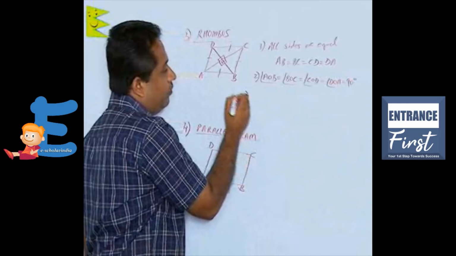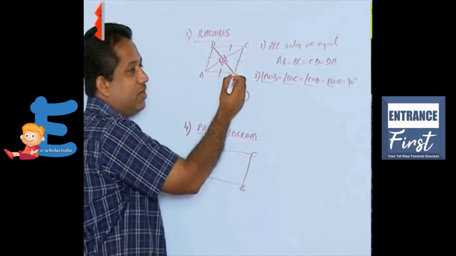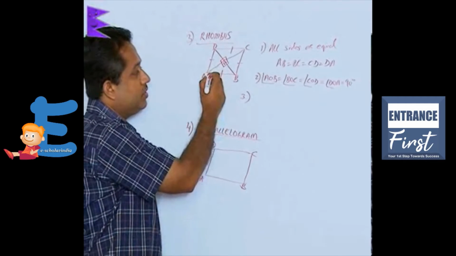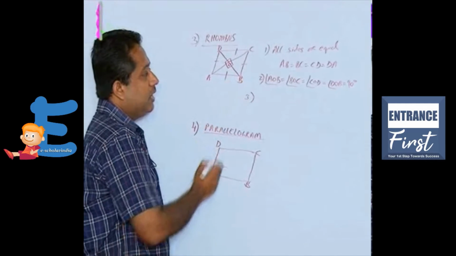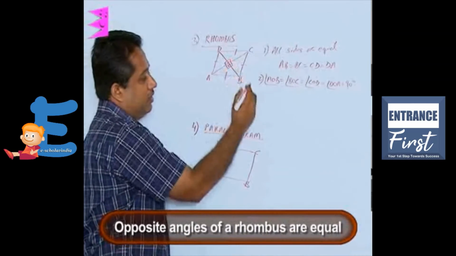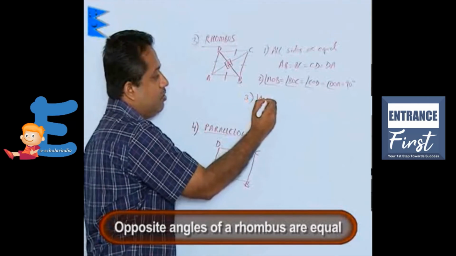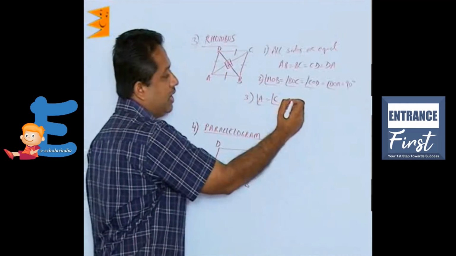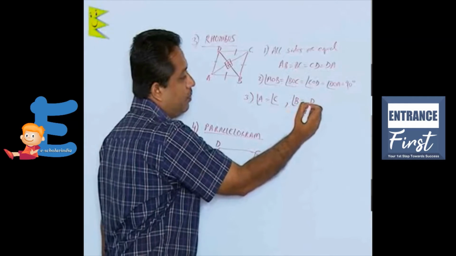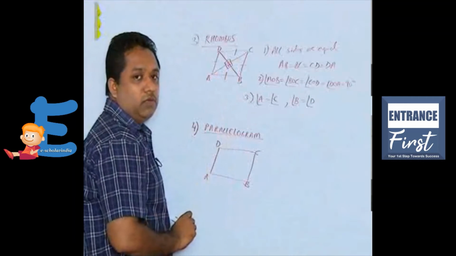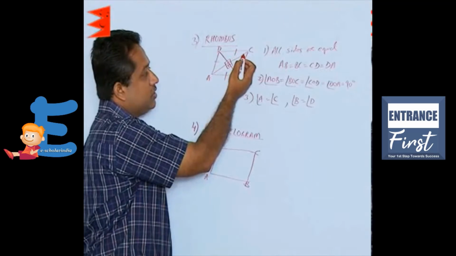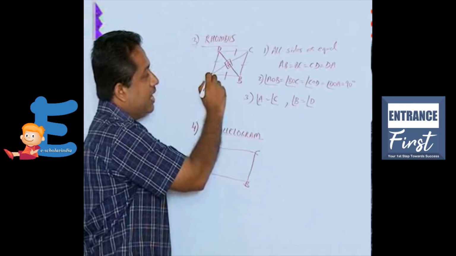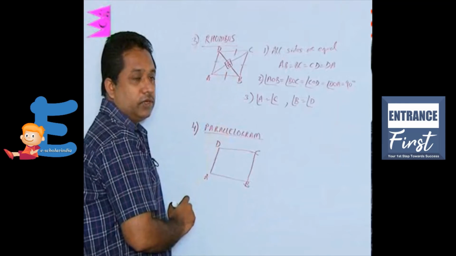Then what about the angles A, B, C, D? In square we saw that all the angles were equal to 90 degrees. However, in case of a rhombus, the angles are not 90, but the opposite angles will be equal. So angle A will be equal to angle C, they are opposite angles, and angle B will be equal to angle D. So only the opposite angles of a rhombus will be equal. Now if this is 60, this will be 60, and this is 120, this is 120, and so on and so forth. So the angle A and B, however, will be different.